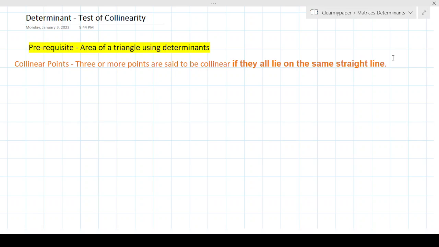In this episode, we are going to talk about another important application of how we can use determinants to test for collinearity, which we'll explain in a minute. As a prerequisite, if you check out the episode that I had put on finding the area of a triangle using determinants, that will be helpful because we are going to use the same formula. It's not a mandate, but it might be a good recall.